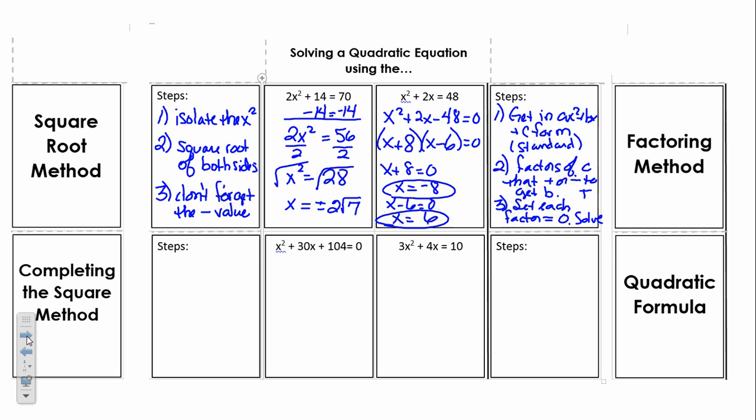We try to factor. Yep, can't factor. And it's not a perfect square, not perfect square. Okay, so now we realize we have to use completing the square method. Very first step is to always get the c to the other side. Okay, so step 1, move c to other side. So we'll have x squared plus 30x, leave some space, equals 104.